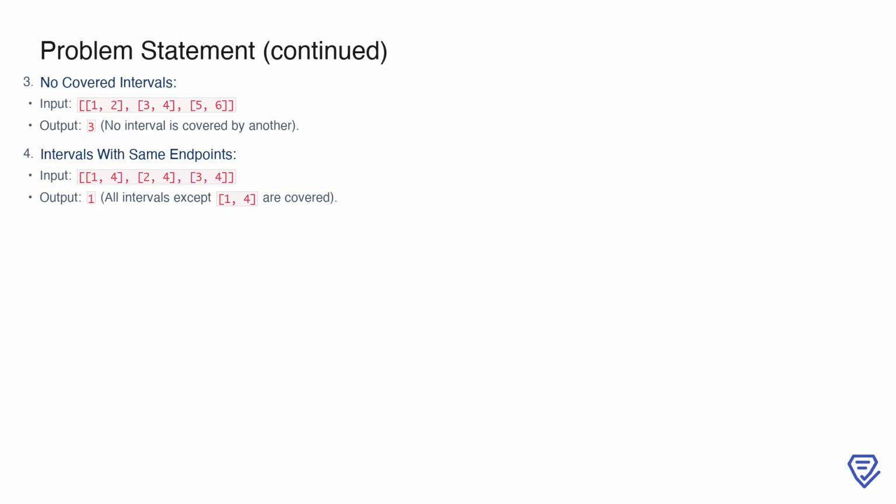Similarly, if no intervals cover each other, as in [1,2], [3,4], [5,6], all intervals remain, and the output is the total number of intervals, which is 3. Lastly, if multiple intervals share the same endpoint, such as [1,4], [2,4], [3,4], the largest interval, [1,4], is the only one that remains, resulting in an output of 1.